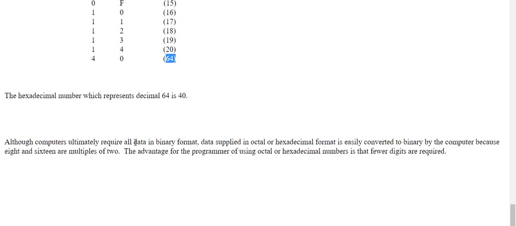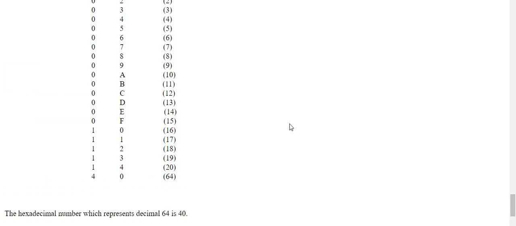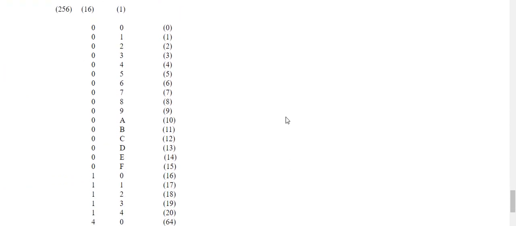Now computers require everything in binary format, that's in zeros and ones. But for a computer it's very easy and quick to convert from hexadecimal, for example, into the binary format. And the nice thing about using hexadecimal is that we only need to use fewer digits to represent a large number.